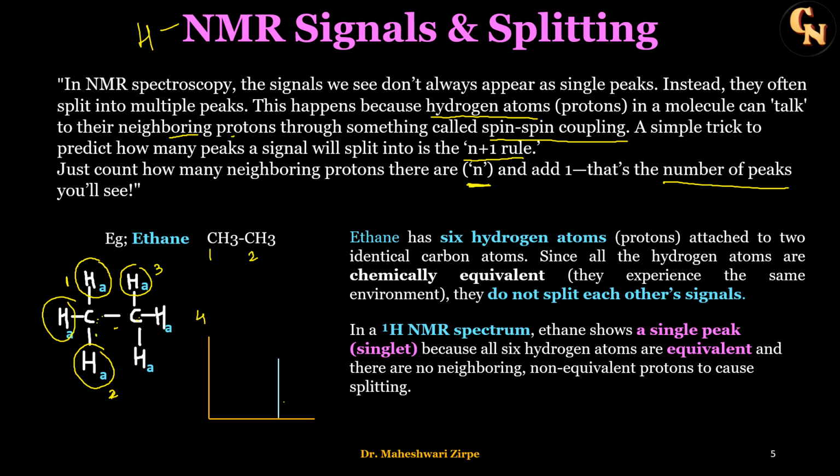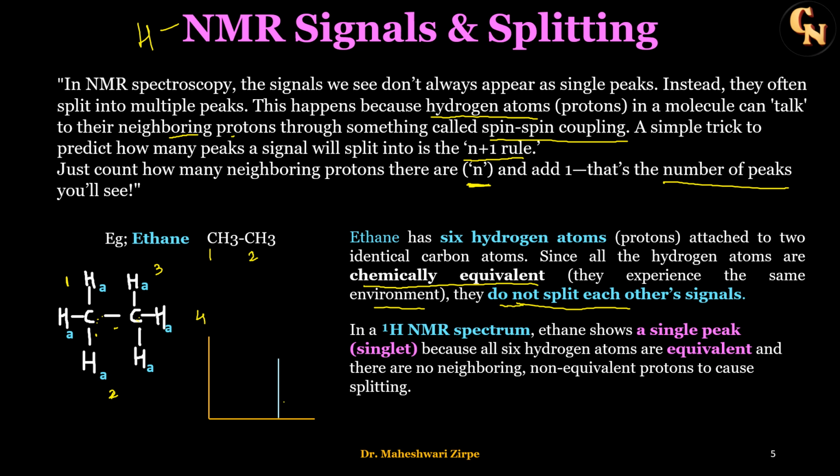Now when the environment is the same for every proton in ethane, we call them equivalent protons. What do we call such protons? Such protons are known as equivalent protons. Here in the statement we have written that since all the hydrogen atoms are chemically equivalent, they experience the same environment. They do not split each other's signals. Meaning if all these protons have the same environment, then they do not split.